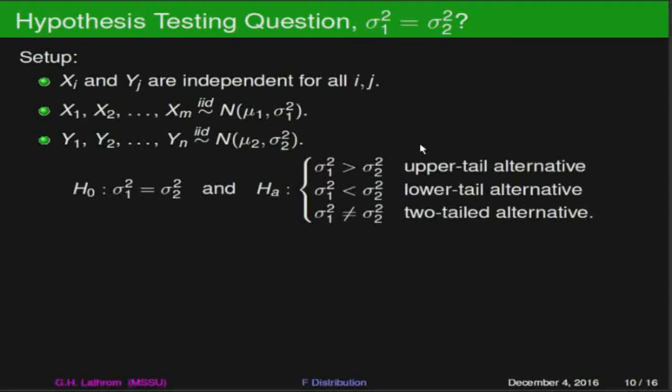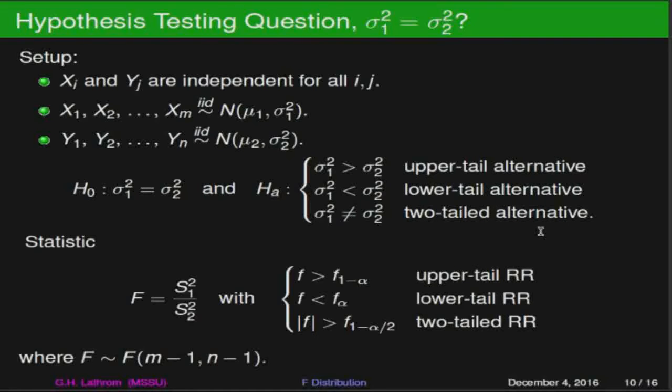And so our null hypothesis is going to be that the variances are equal. For the alternative hypothesis, we can have 3 different ones: where sigma sub 1 squared, the variance of the x's, is greater than the variance of the y's; where the variance of the x's is less than the variance of the y's; and then the third option where the variances are just not equal. So we have an upper tail, a lower tail, and a 2-tailed alternative.